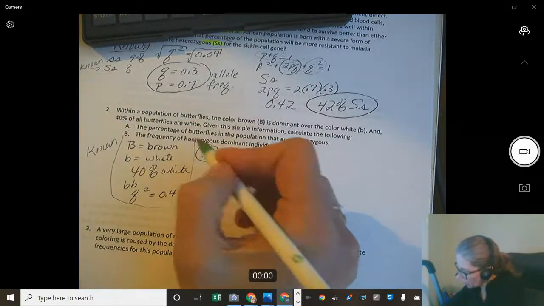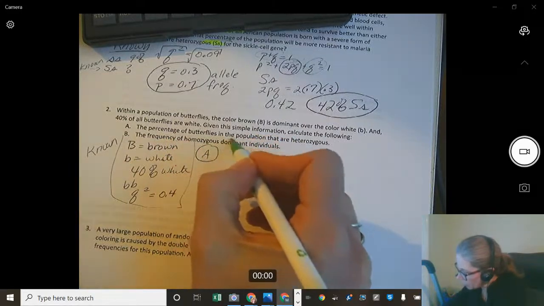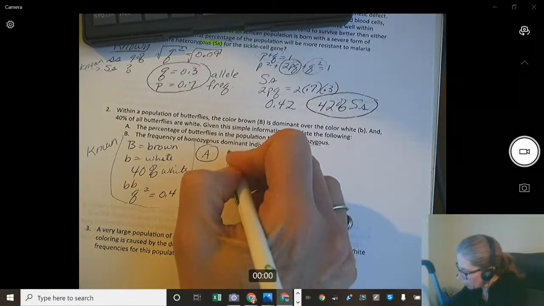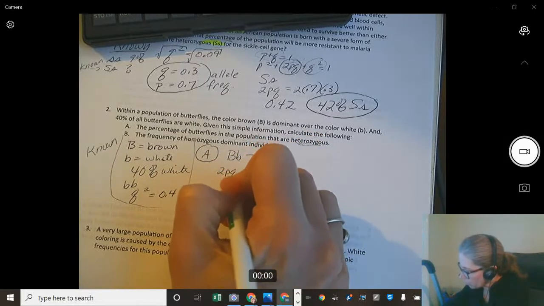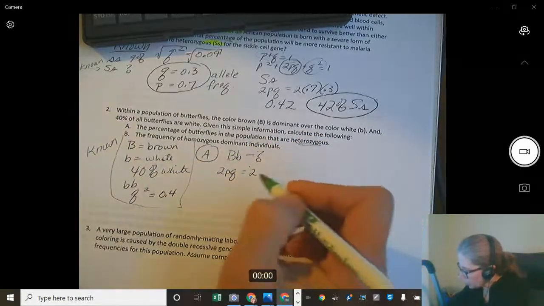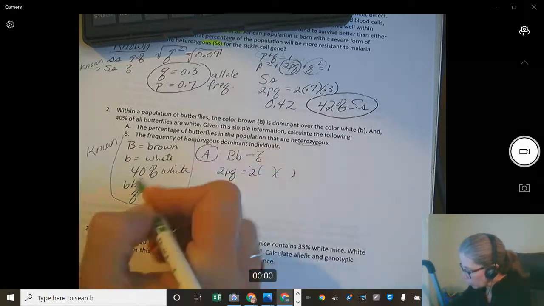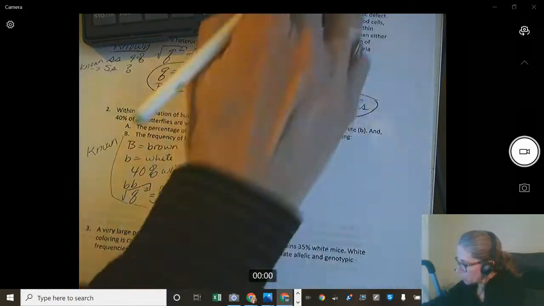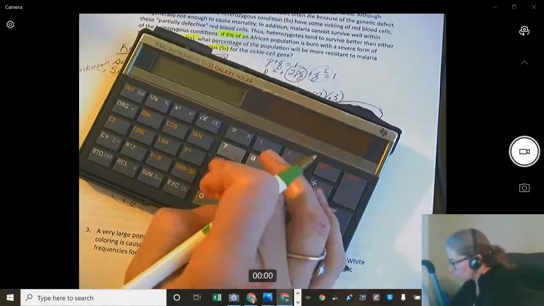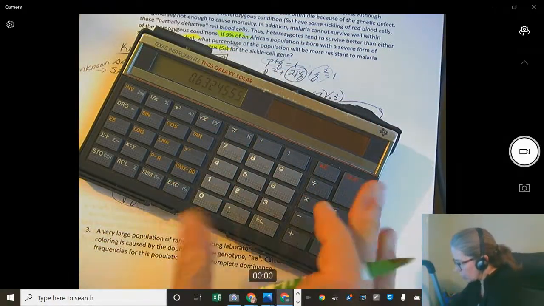So if I'm looking at part A, the percentage of butterflies that are heterozygous, I want to know big B, little b, what does that equal to? So that's 2PQ. And so that's 2 times, I don't have P or Q. So let's come back to this. What can I do with that information? I can take the square root. So the square root of 0.4 is going to be 0.63.